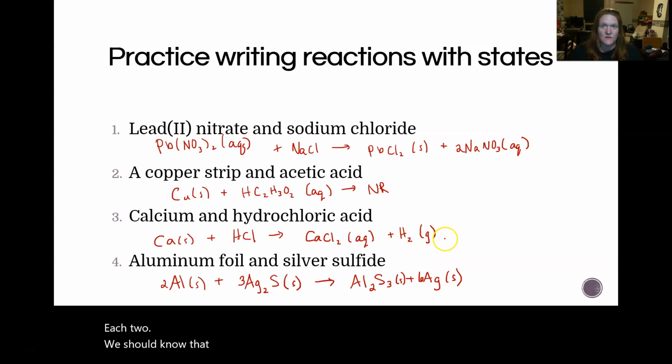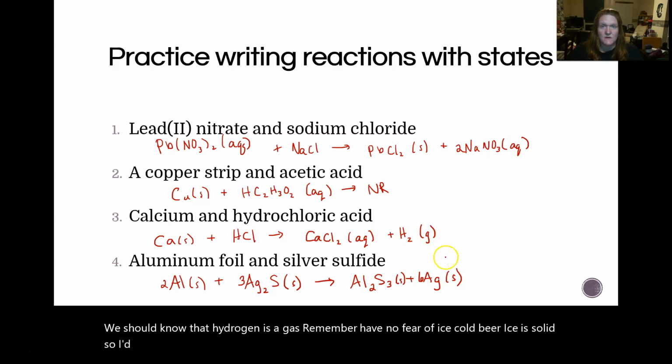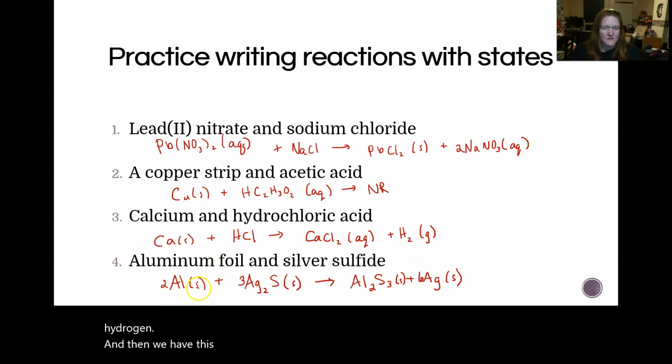Remember, have no fear of ice-cold beer. Ice is solid, so iodine is solid. Beer is liquid, so bromine is liquid. Everything else is a gas, including hydrogen. And then we have this one, aluminum foil, so that's a solid.